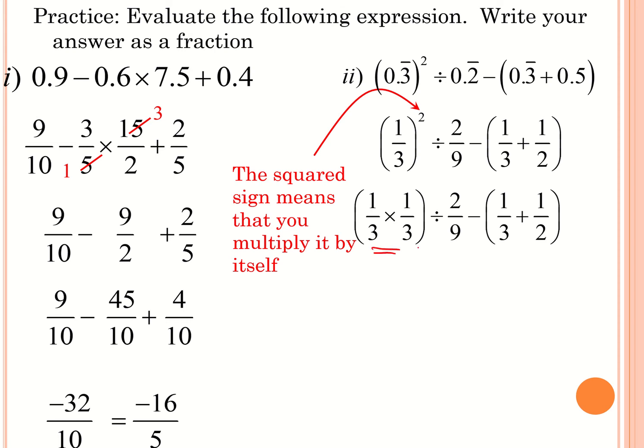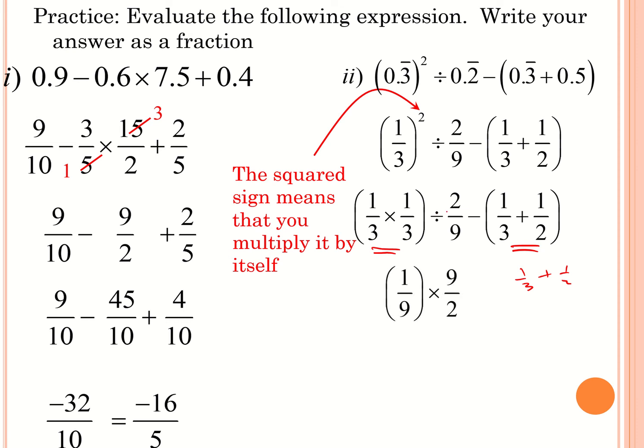So again, you have two brackets, and that's always the first step. You got to simplify each of those brackets first because of BEDMAS. So 1/3 times 1/3 is 1/9. This part over here is like 1/3 plus half. So you get a common denominator of 6. Okay, so here we go. So it becomes 1/9 times.